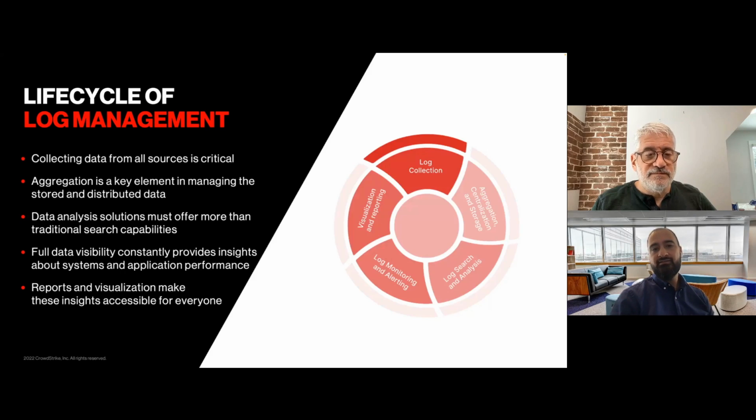So we're constantly provided with information about how systems and applications are performing. It also keeps you informed whether your infrastructure is working normally or if there are any anomalies. And a key part of this process is that it allows you to set up rules and alerts so the right teams can be notified. And then last but not least, there's also the log visualization and reporting.